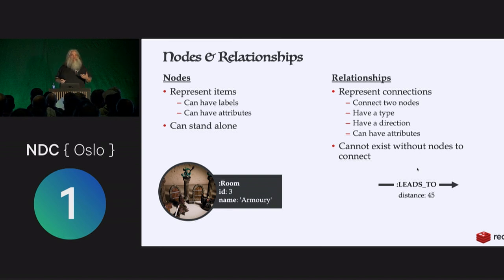So like leads to might have an attribute of distance. If you were doing some sort of pathing algorithm to find the best path through a dungeon, knowing the distance might be useful because you could find the shorter path based on the weight or the distance that's represented in that edge.